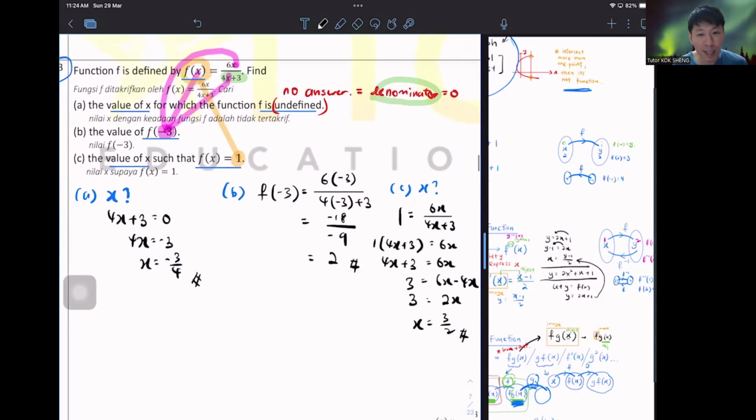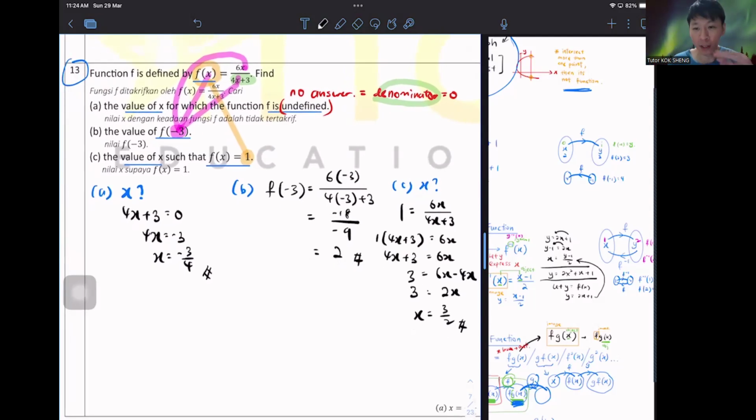Okay, 13, done. After 13 is 14. 13, 14, 15. Okay, seems like making progress here. Still okay, not too hard. Okay, let's go to 14. So if you're not sure, please let me know.